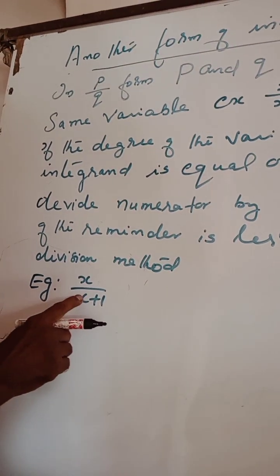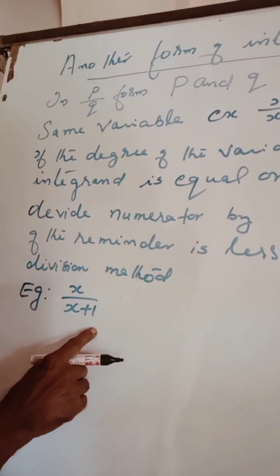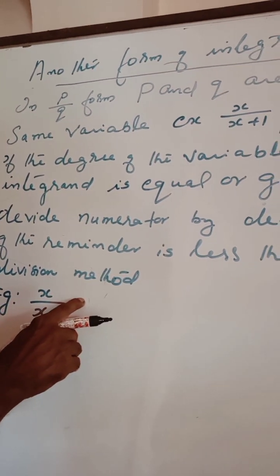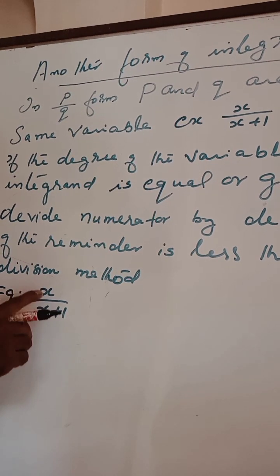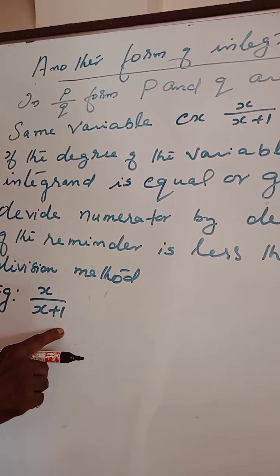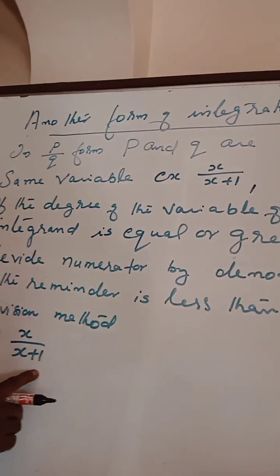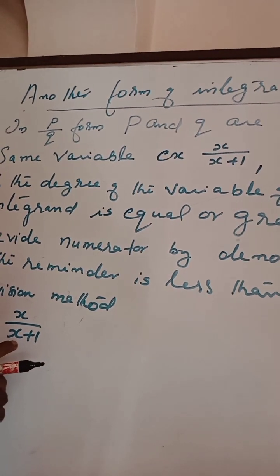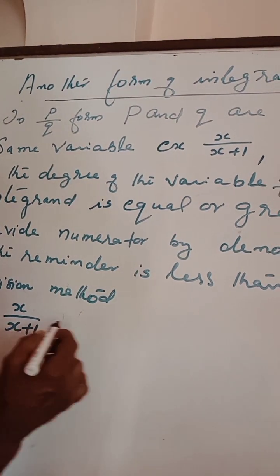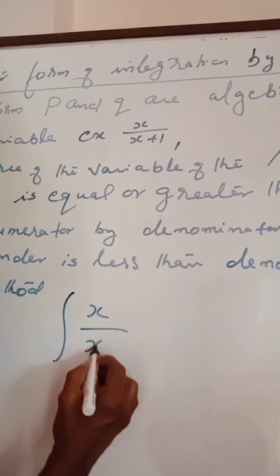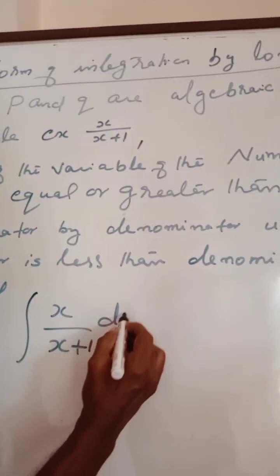Example, x divided by x plus 1. Here the numerator is x, and the degree of the variable is 1. The denominator is x plus 1, and the degree of the denominator is also 1. These are algebraic expressions. So suppose: integrate x divided by x plus 1 dx.